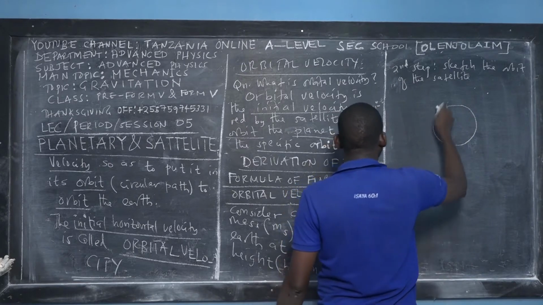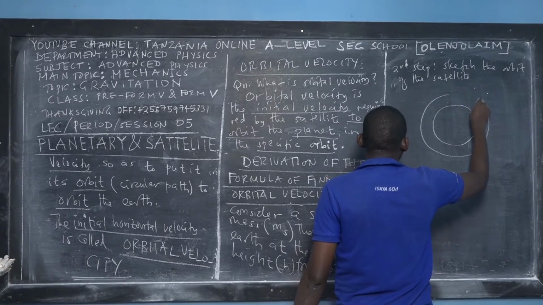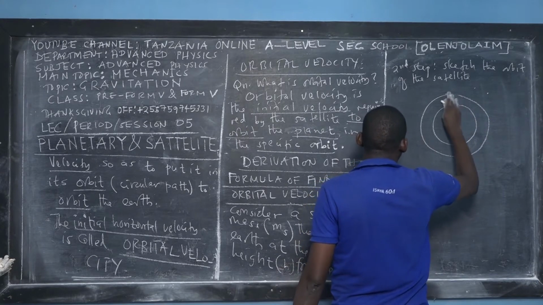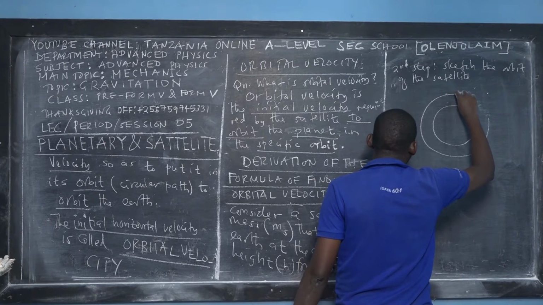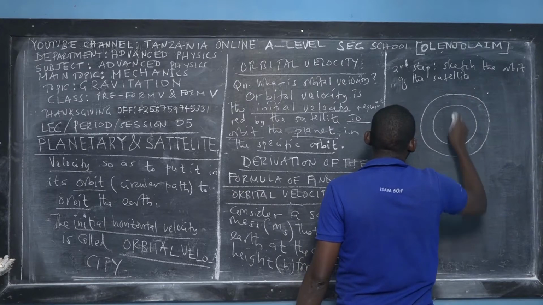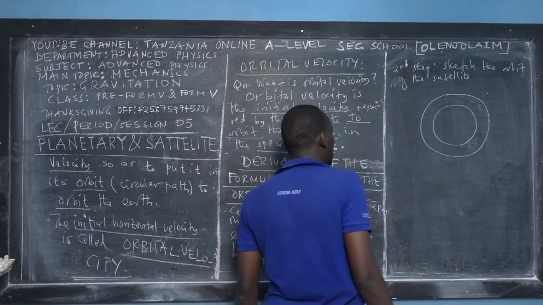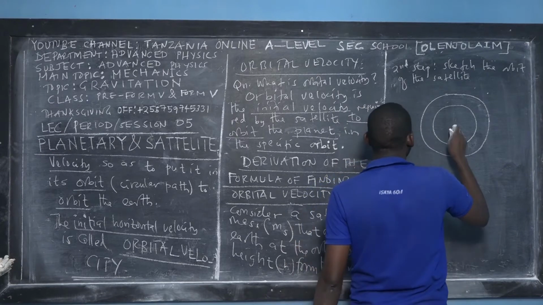Right? Suppose the Earth is circular, and this is the orbit of the satellite, the natural satellite. They say it is a communication satellite. I like them because they are providing information, which is a very important piece in human life. So this is the Earth.